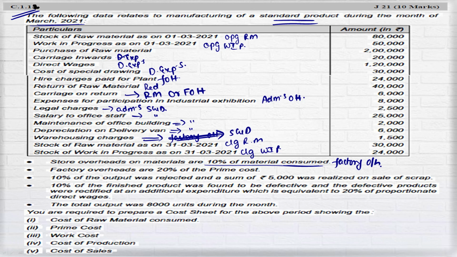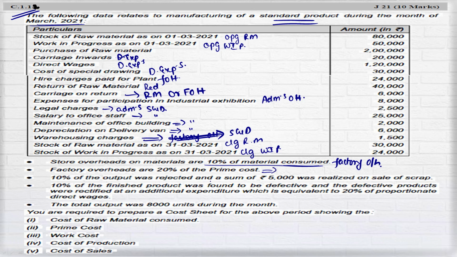Please concentrate. Storage of raw material should be added to cost of production. Storage of finished goods is selling overhead. Storage of finished goods is which overhead? Selling overhead. Storage of raw material is forming part of cost of production. Factory overhead are 20% of prime cost.